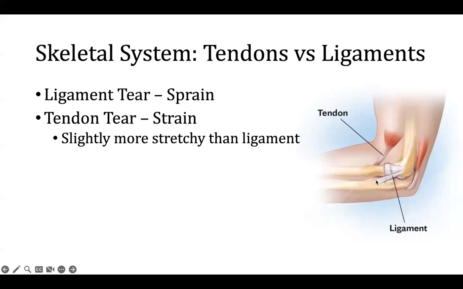If you were to tear your ligament, that would be a sprain. If you were to tear a tendon, that would be a strain. Tendons are usually more stretchy than a ligament. You can get what's known as tendinitis in your tendons due to overuse. I had tendinitis in my Achilles because I was going from not running a lot to running 10 miles relatively quickly. That caused a lot of tendinitis pain for me, that inflammation of the tendon. So stuff like that can happen.